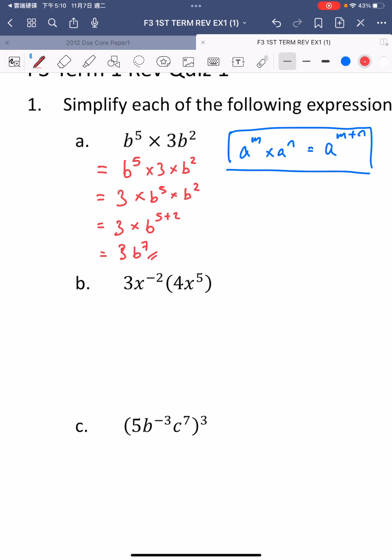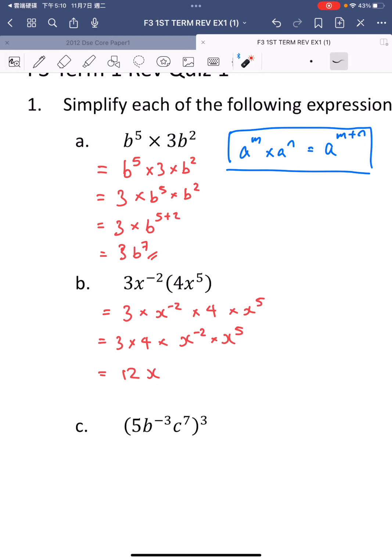For the second one, we have 3x to the power of negative 2 times 4x to the power of 5. First of all, we can write it with the times symbol: 3 times x to the power of negative 2 times 4 times x to the power of 5. Then we can combine the numbers, 3 times 4, and then combine the x terms. 3 times 4 gives you 12, and x to the power of negative 2 times x to the power of 5 is basically negative 2 plus 5. We use this formula again, so this is equal to 12x to the power of 3.